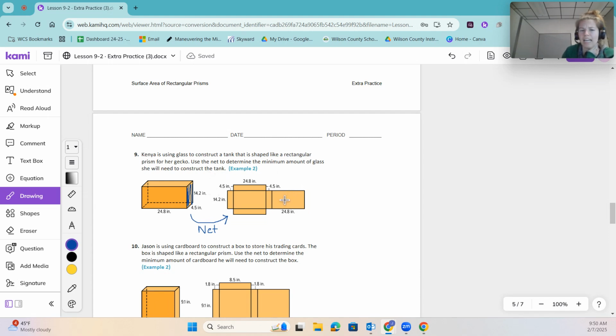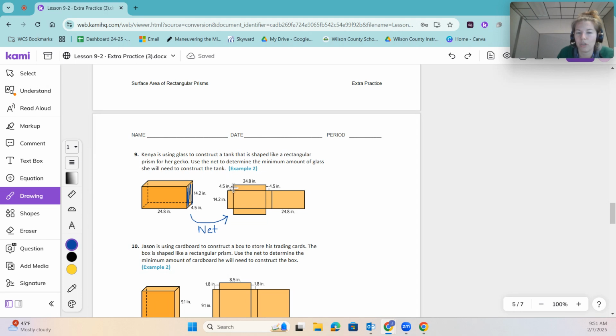In order to find that surface area, we're going to find the area of each of the 6 pieces of the shape. We'll find the area of each of them, add them all up, and that will be the total surface area. So we'll have 6 different numbers that we're adding together here. So let's find area.